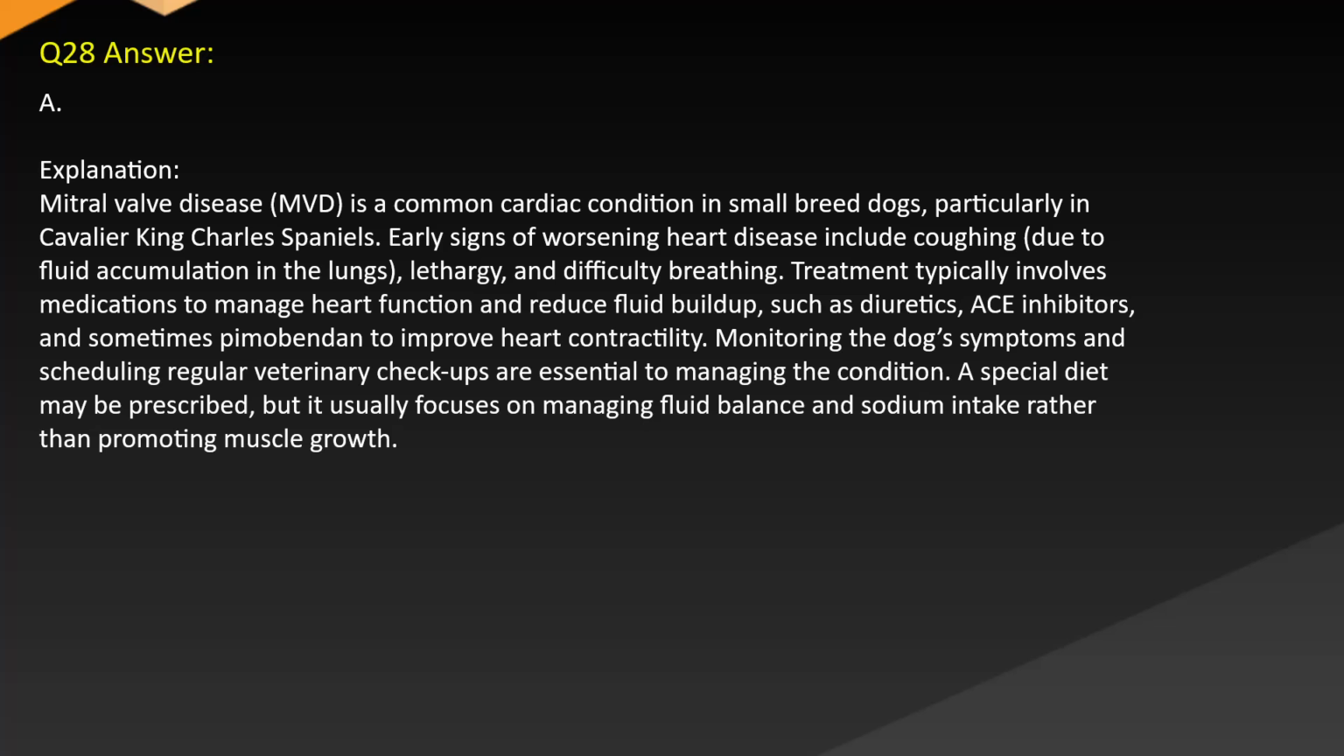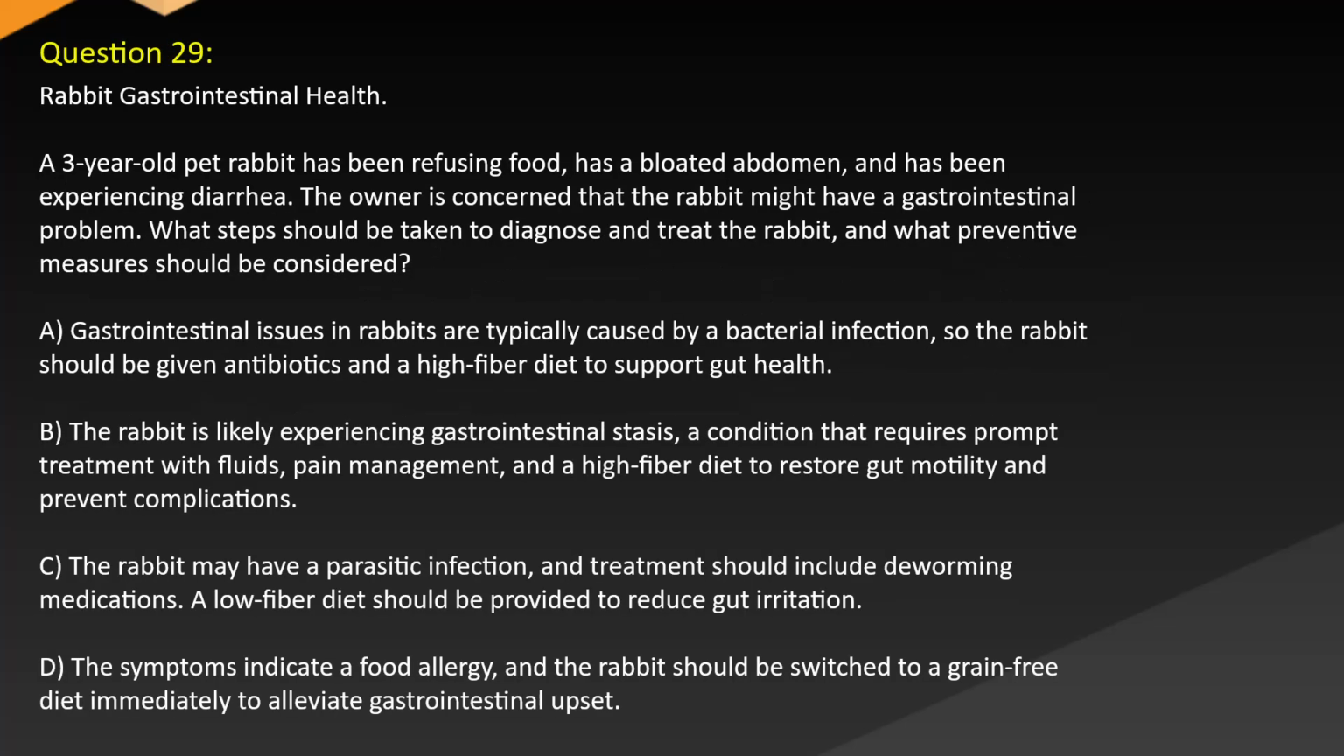Treatment typically involves medications to manage heart function and reduce fluid buildup, such as diuretics, ACE inhibitors, and sometimes pimobendan to improve heart contractility. Monitoring the dog's symptoms and scheduling regular veterinary checkups are essential to managing the condition. A special diet may be prescribed, but it usually focuses on managing fluid balance and sodium intake rather than promoting muscle growth. Question 29. Rabbit gastrointestinal health.